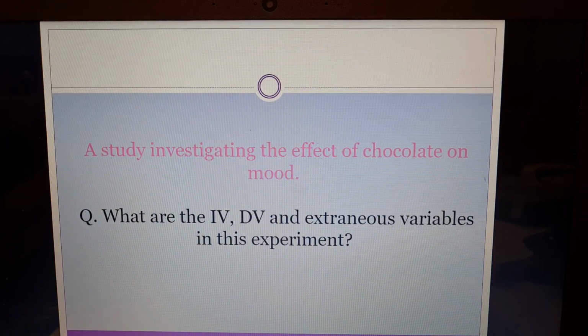Here's just an example of another study which you could get some practice identifying the independent variable, dependent, and any extraneous variables. So you could pause the video and have a go in identifying these.